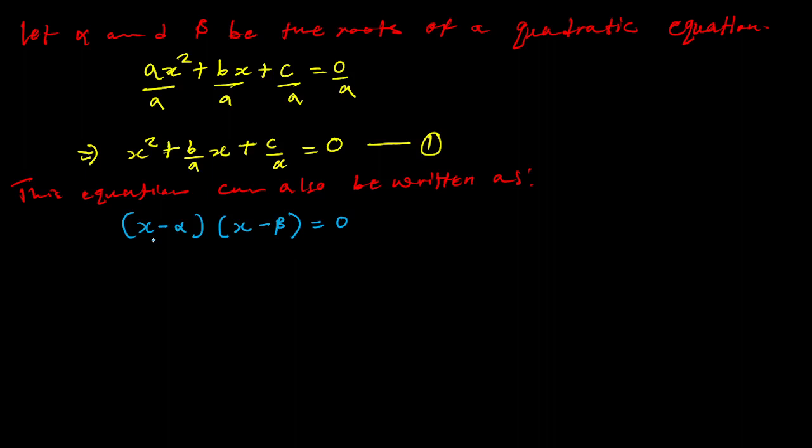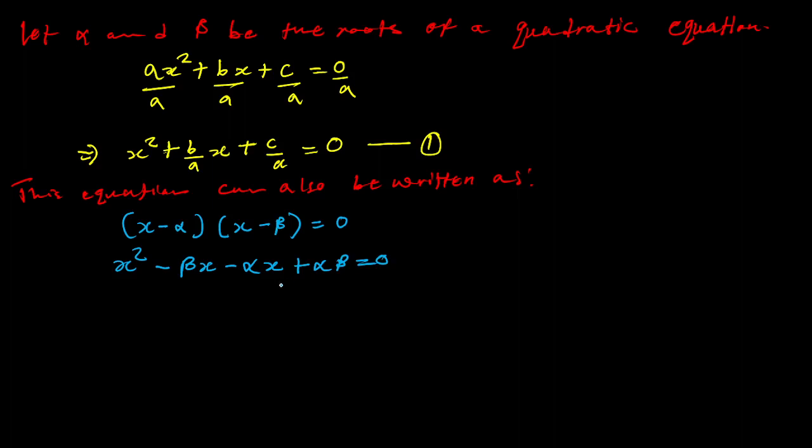So when we do that, our next thing is to simply expand this particular equation. We can say x times x is simply x squared, and then x times negative beta is simply negative beta x, and then negative alpha times x is negative alpha x, and then negative alpha times negative beta is positive alpha beta, and this should be equated to 0.